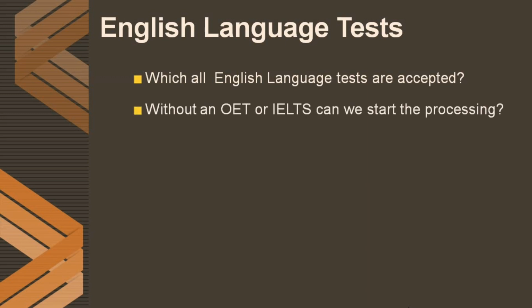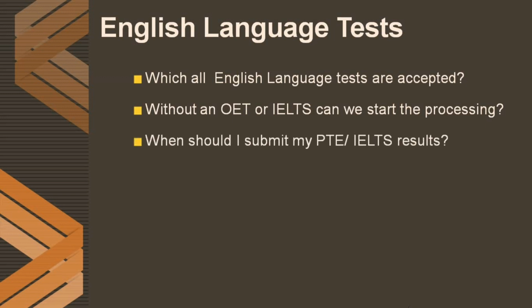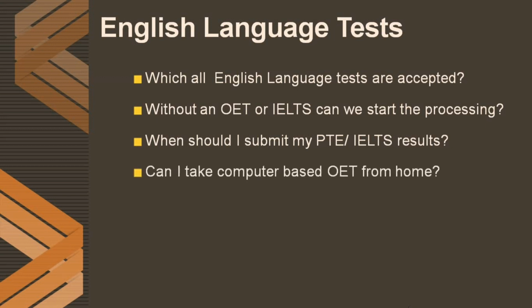Without an OET or IELTS, can we start the processing? Yes, of course you can start the processing, because the self-check and the initial online programs, up to the OSCE stage, AHPRA does not require you to provide your English language test results. So you can start your processing. When should I submit my PTE or IELTS results? So you have to submit your results after the OSCE stage. Before that, it is not necessary.